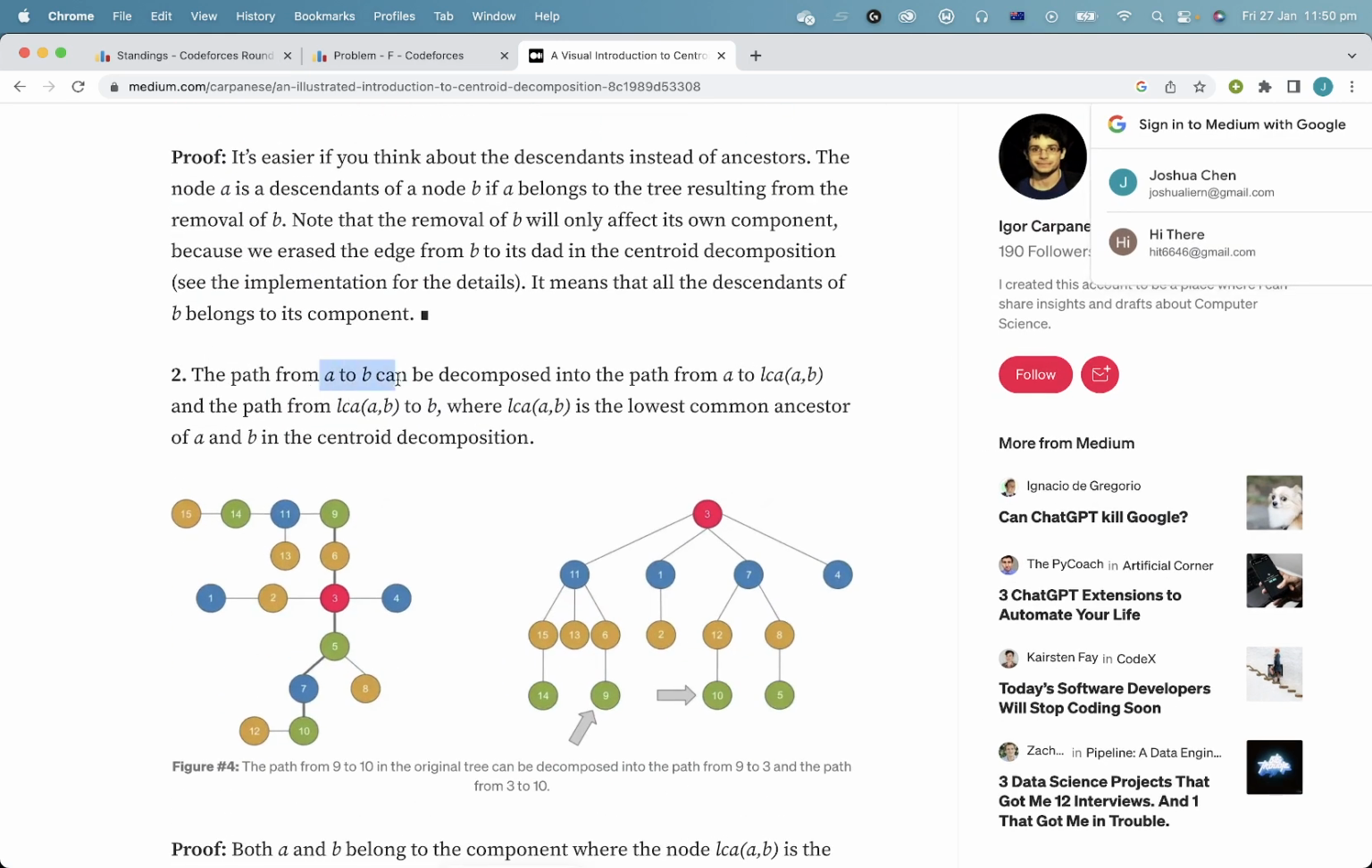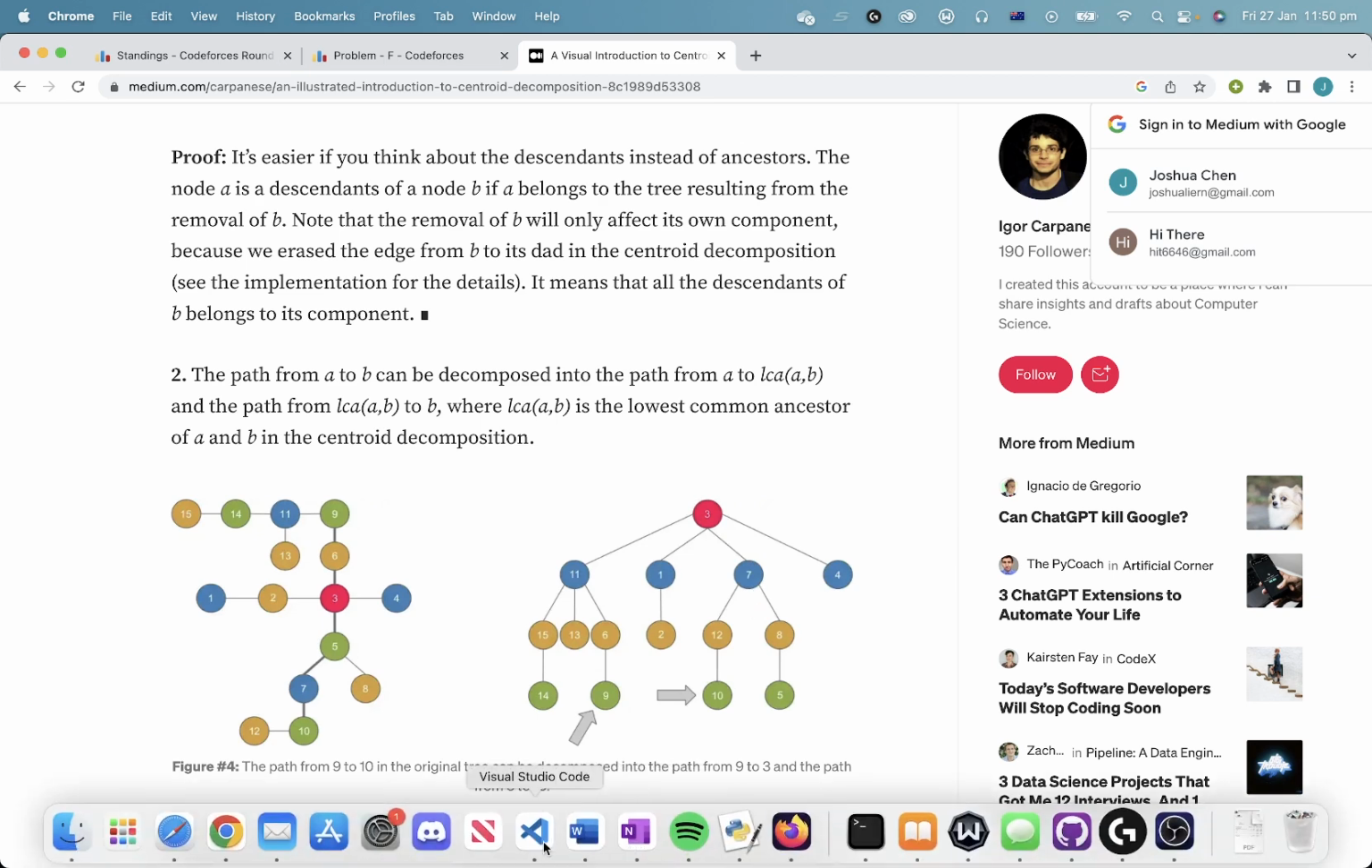So the path from A to B can be decomposed into the path from A to LCA-AB and the path from LCA-AB to B. What this means is that if you build the centroid decomp tree, and you get a set of all pairs of a node and all of their centroid ancestors in the centroid tree, then any path in the original tree from A to B can be expressed as a path from the node to the LCA of the two nodes in the centroid tree back down to the second node. I did have to give a centroid decomp lecture recently, so it is embarrassing that my explanation is so bad.